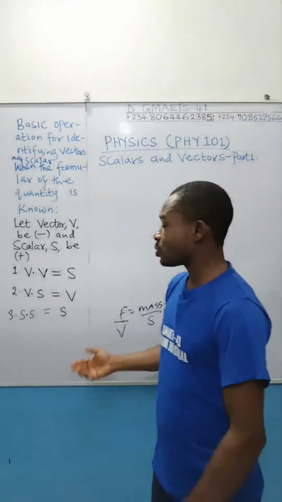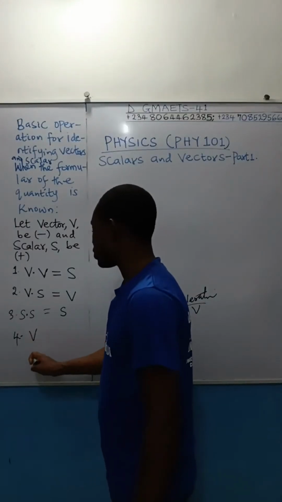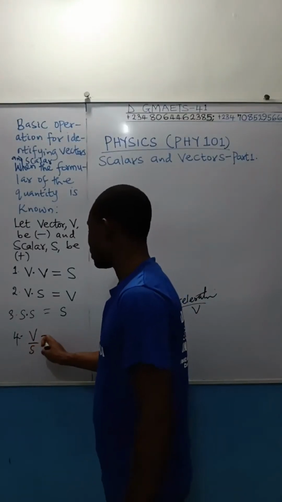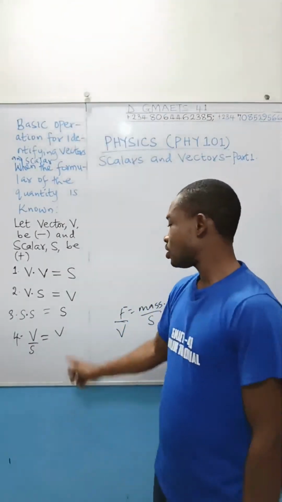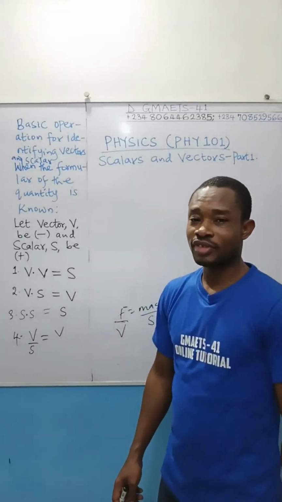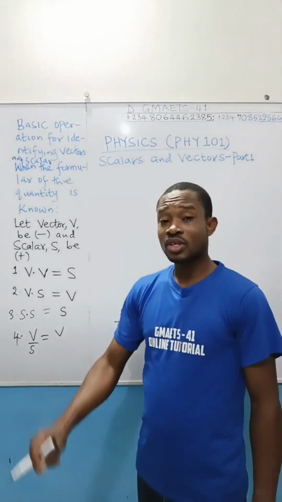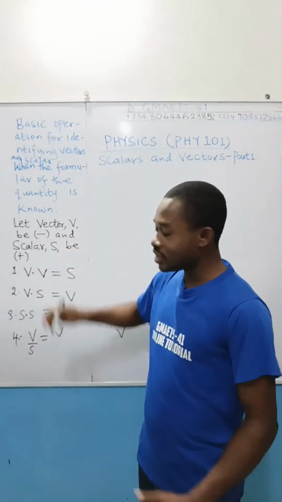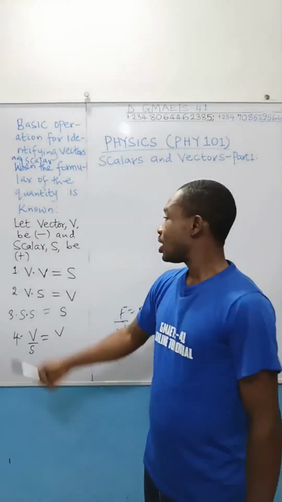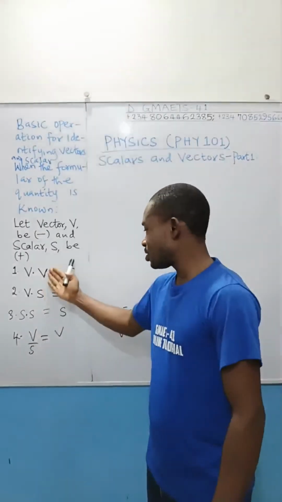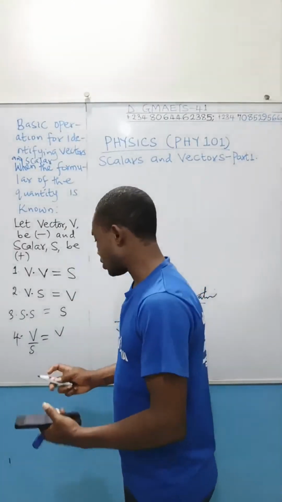I think I am supposed to talk about division as well. If you have vector divided by scalar, you will get vector. So if I give you any formula where a vector is divided by a scalar, you will get vector. Take note of that. Scalar divided by scalar will give you scalar. Like I said, once you have in mind that vector is minus and scalar is plus, all these principles will become easy for you.